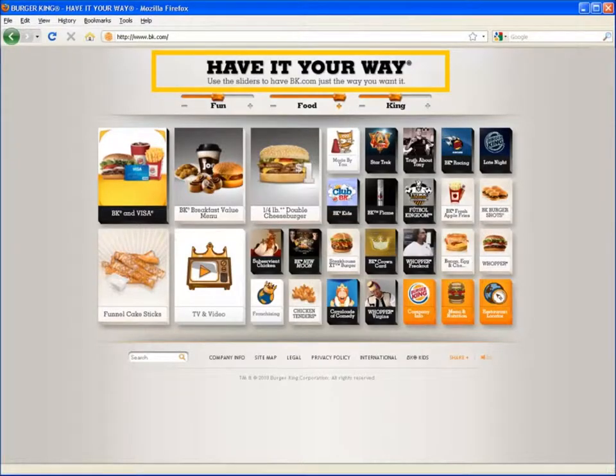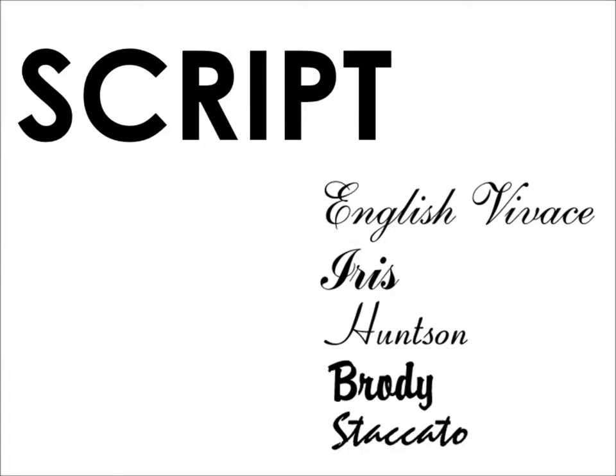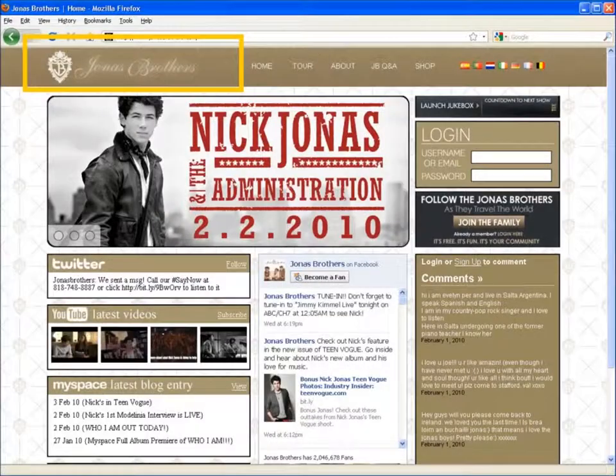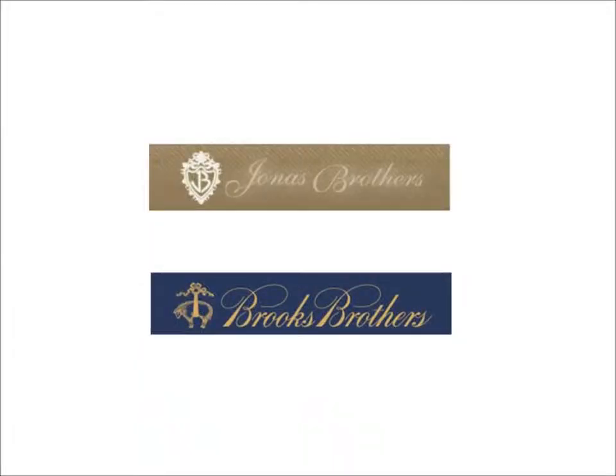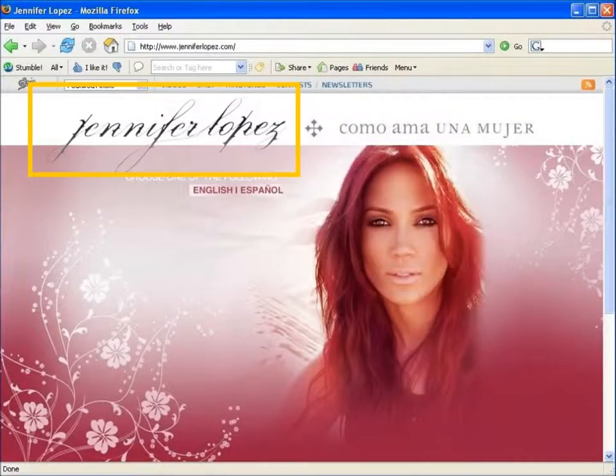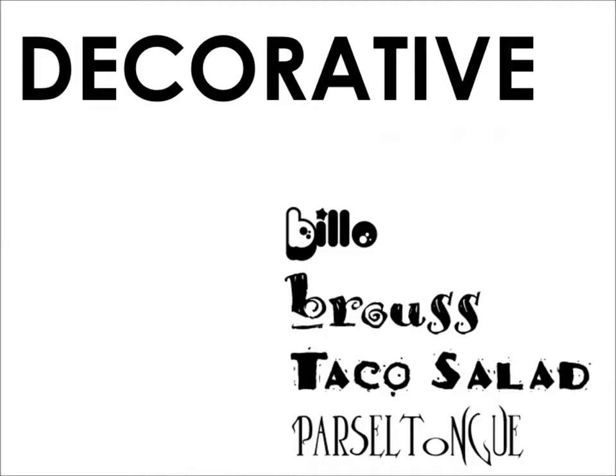And Burger King. Script faces are meant to remediate the look and feel of handwriting. Brooks Brothers uses a script face, as did the Jonas Brothers. And these similarities are not coincidental. Gap used a script face for their Pretty Khaki campaign. J.Lo used a script face for an earlier version of her website.